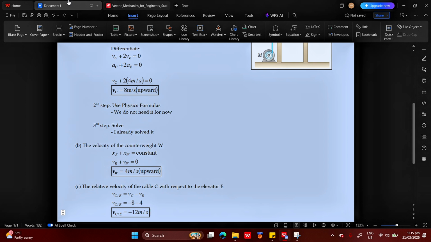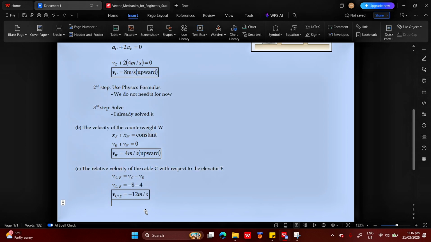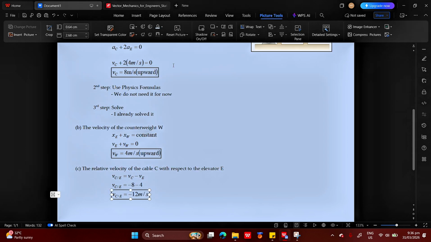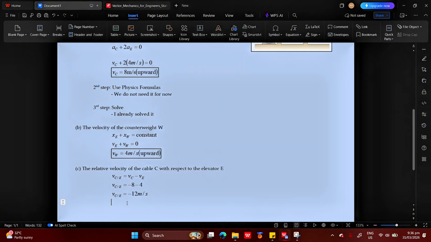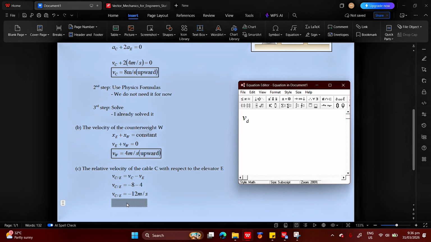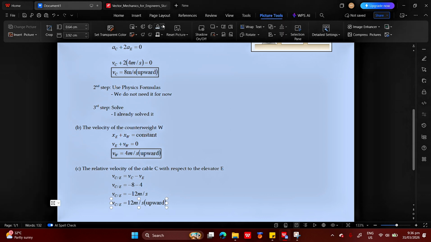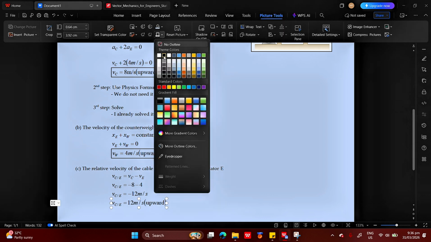Oh yeah, we didn't yet answer letter D. As I said a while ago, negative is upward. So I apologize, let us not make our answer with a sign. It would be better if we provide our direction. So we will put here 12 meters per second, but upward, and enclose it with a black box.